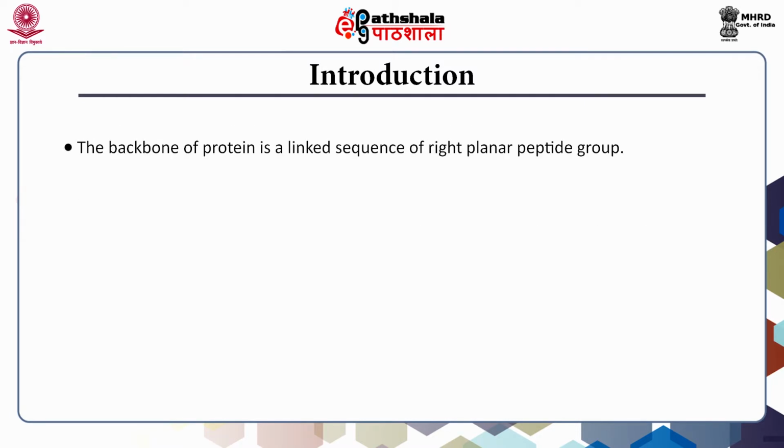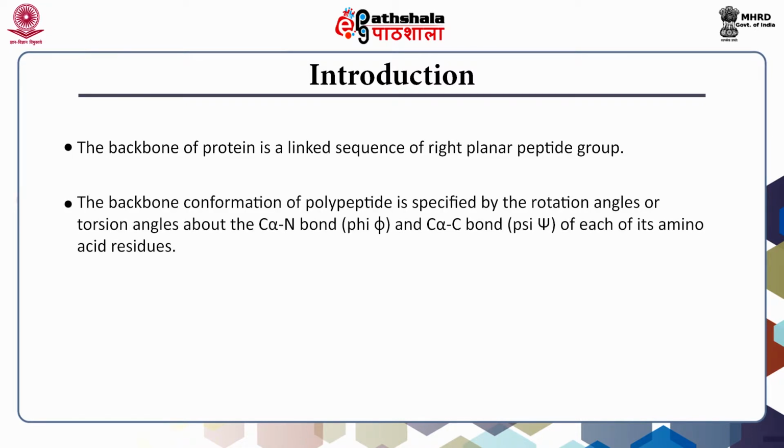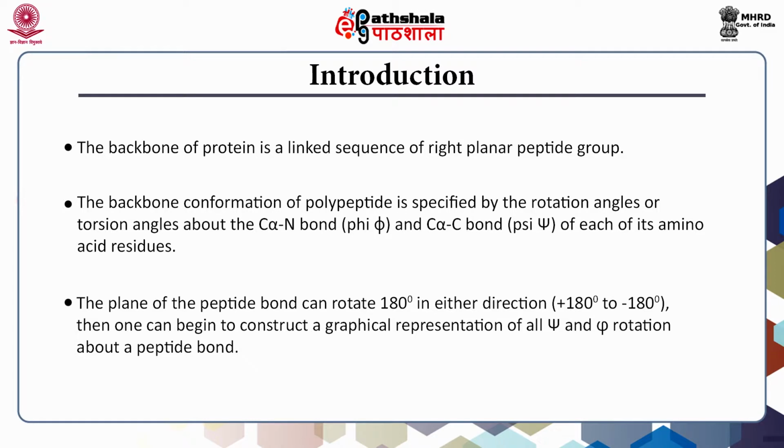The backbone of a protein is a linked sequence of rigid planar peptide groups. The backbone conformation of a polypeptide is specified by the rotation angles or torsion angles about the C alpha nitrogen bond, which is phi, and the C alpha carbon bond, which is psi, for each of its amino acid residues. The plane of the peptide bond can rotate 180 degrees in either direction, plus 180 degrees to minus 180 degrees, then one can begin to construct a graphical representation of all the psi and phi rotations about the peptide bond.